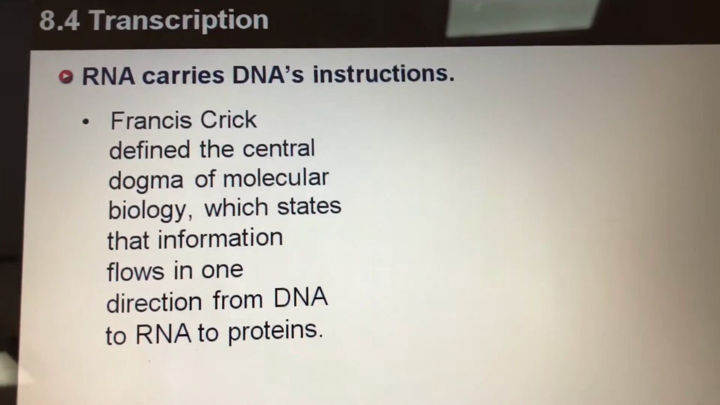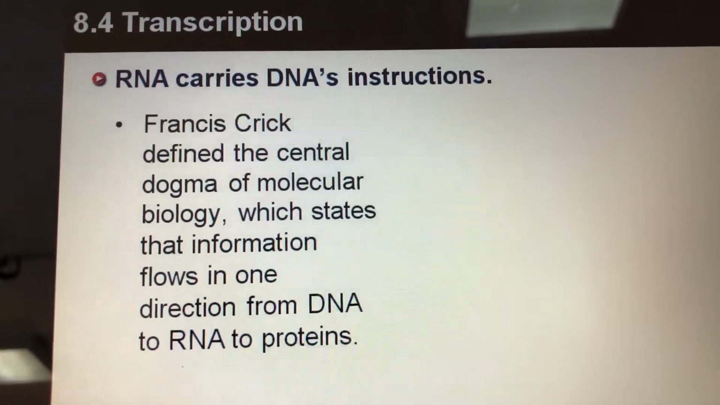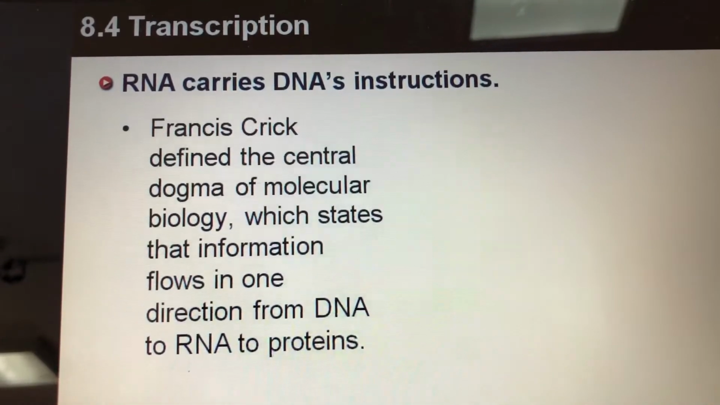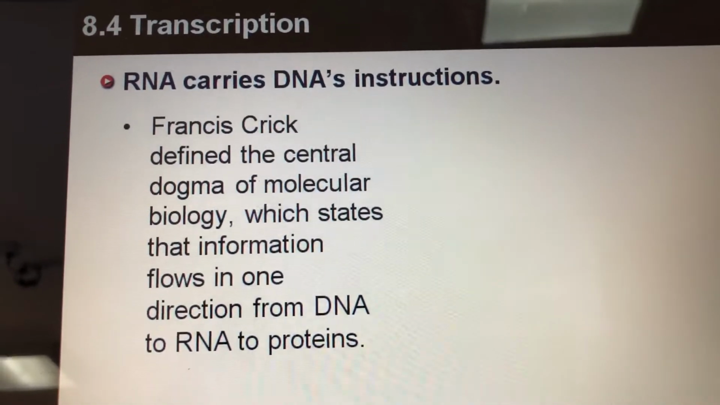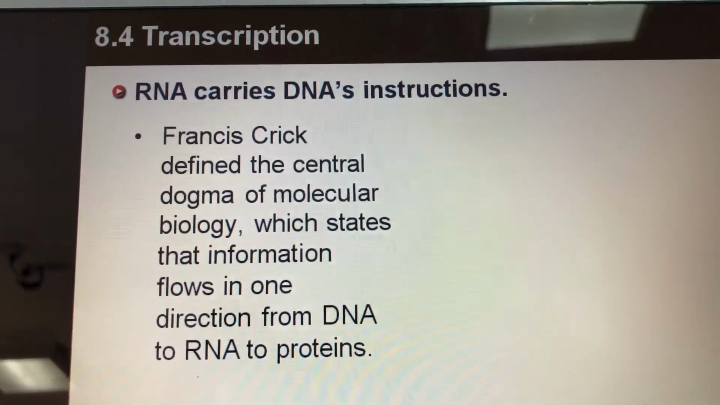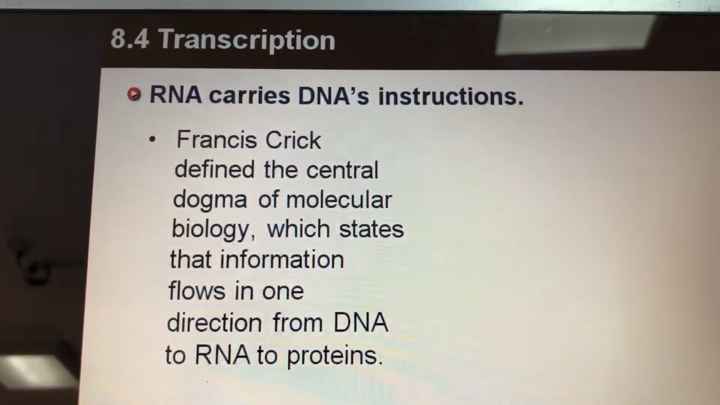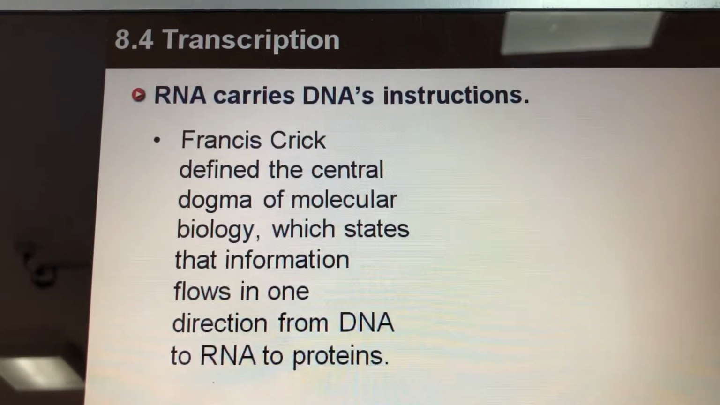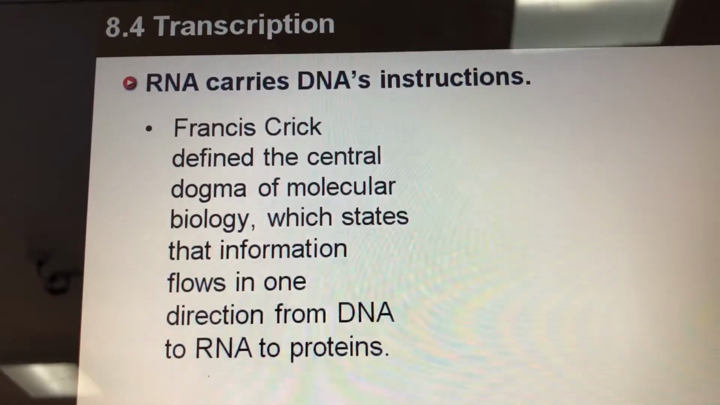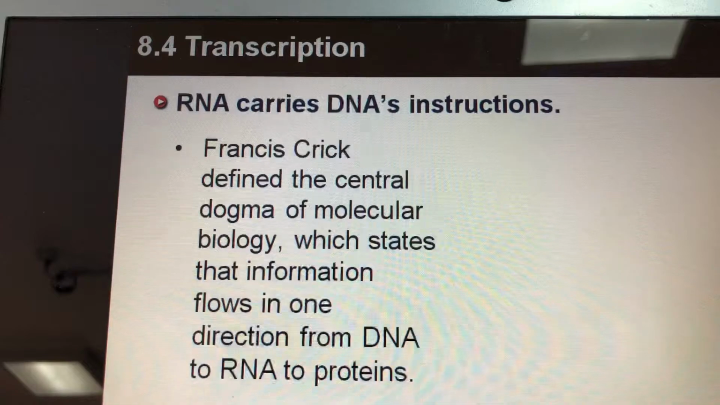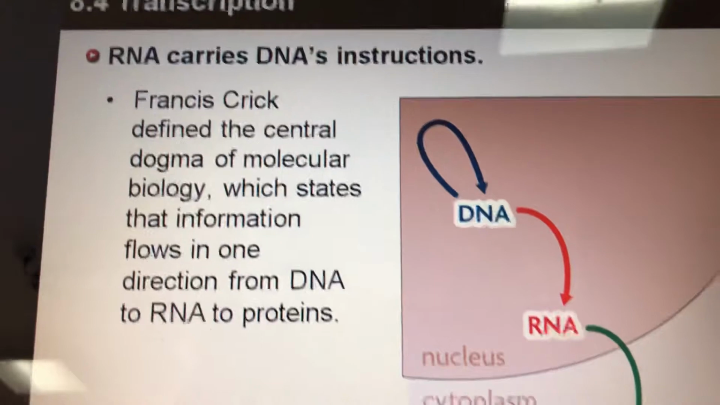First, I would like to mention that Francis Crick defined the central dogma of molecular biology, and the central dogma is mainly a principle. This principle states that information flows in one direction from DNA to RNA to proteins. Actually, I'm talking about protein synthesis. So, during protein synthesis in the cell, the information will flow only in this direction, from the DNA to RNA to proteins to make the proteins.